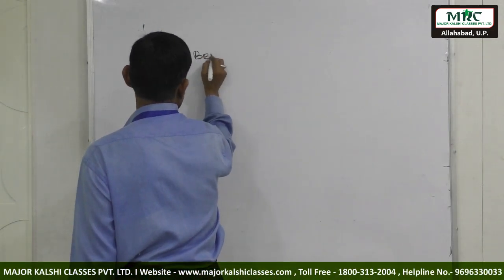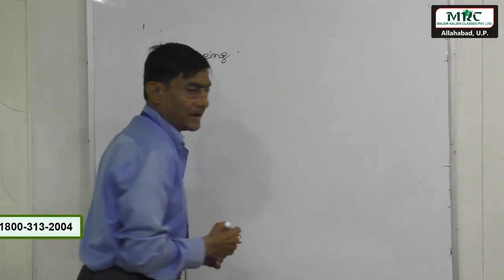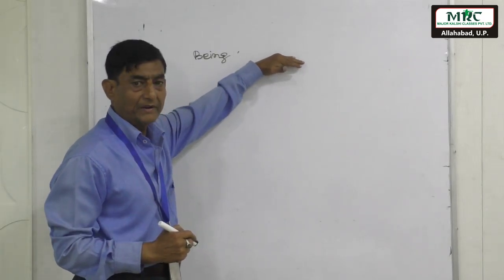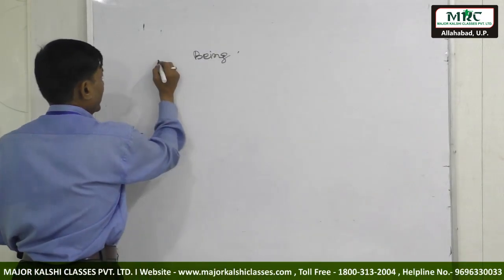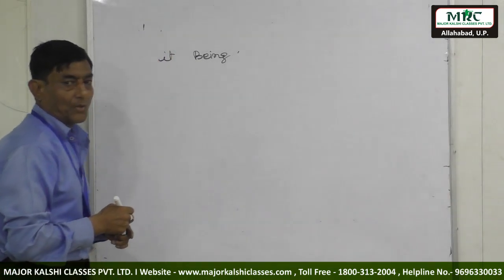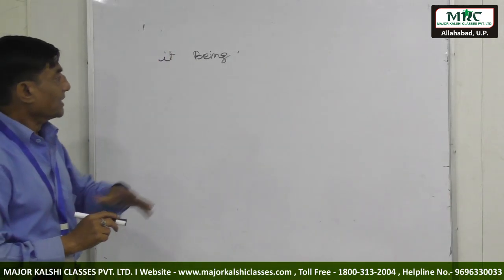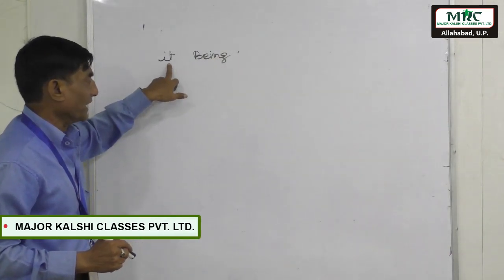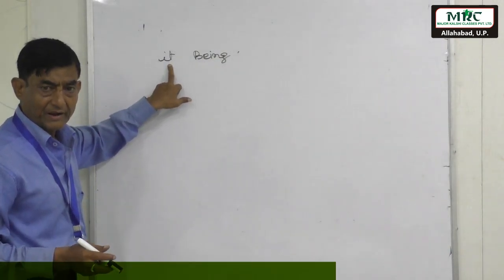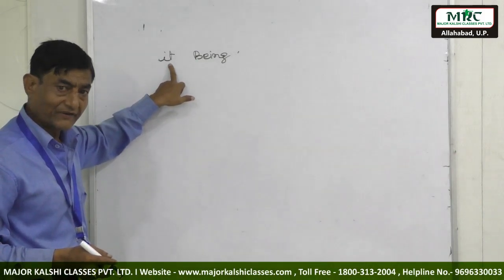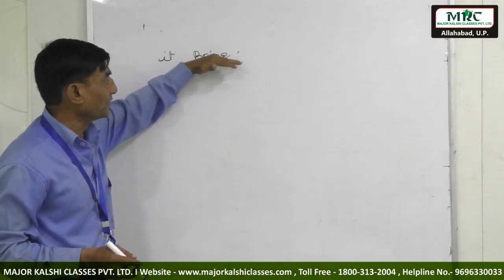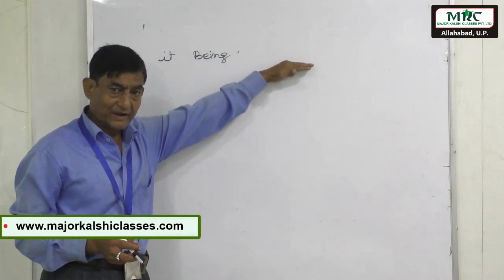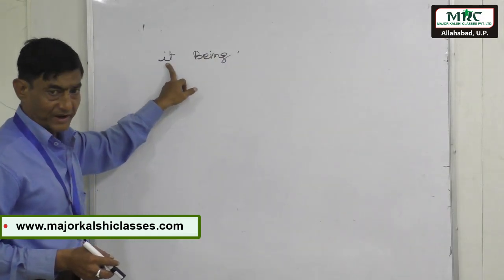Being. If there is a non-living thing after being, we have to use it. Mostly in the paper, being is used with a non-living thing without showing it in the beginning, and the mistake is here itself. Whenever being is used with a non-living thing, it always takes it with it.